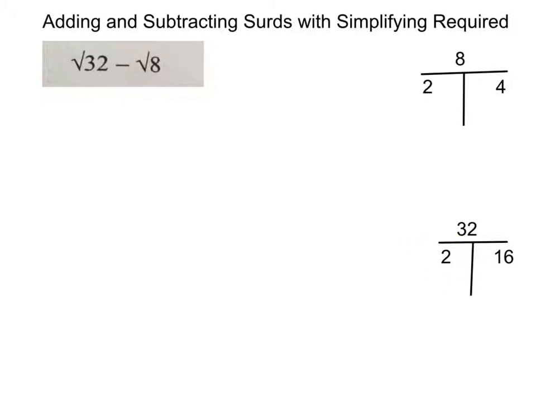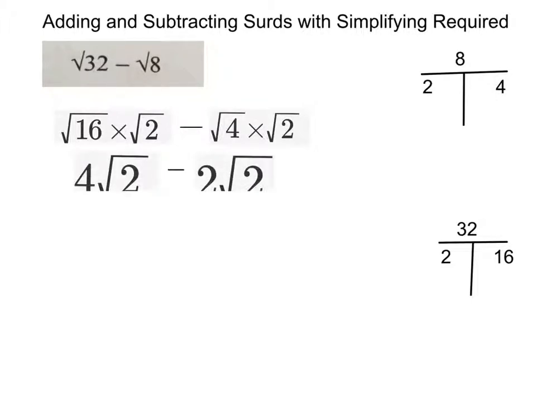So if we rewrite this now, we can swap our root 32 take away root 8 for 16 times the square root of 2 take away 4 times the square root of 2. We can further simplify that into 4 root 2 take away 2 root 2. So this gives a final answer of 2 root 2.